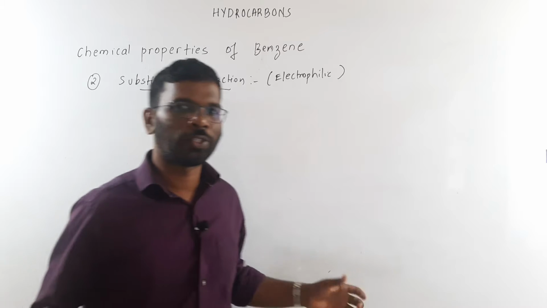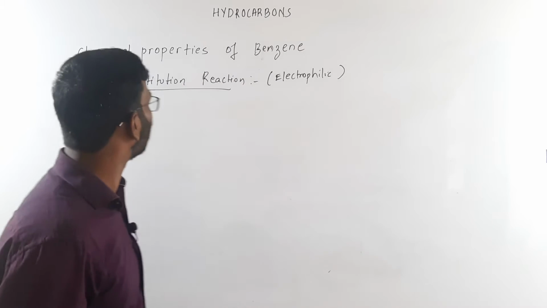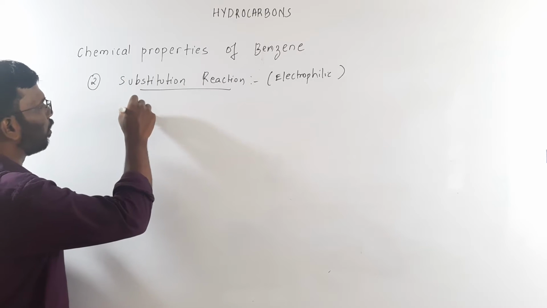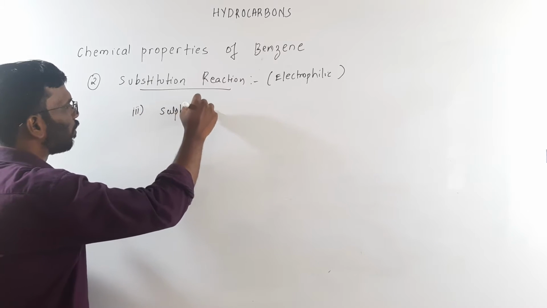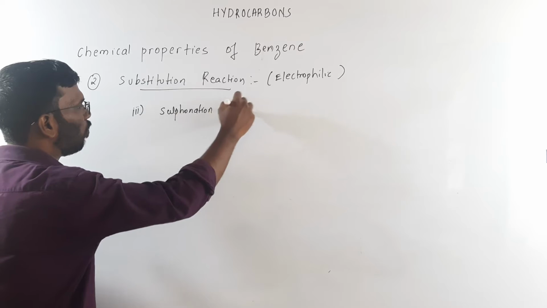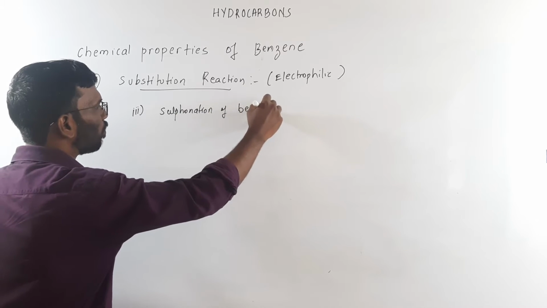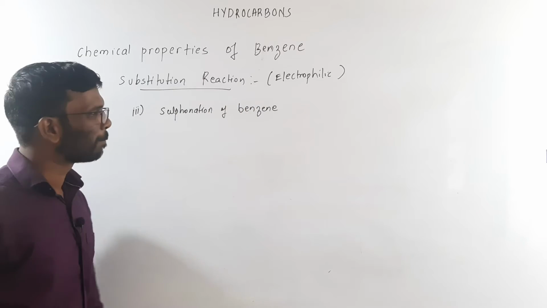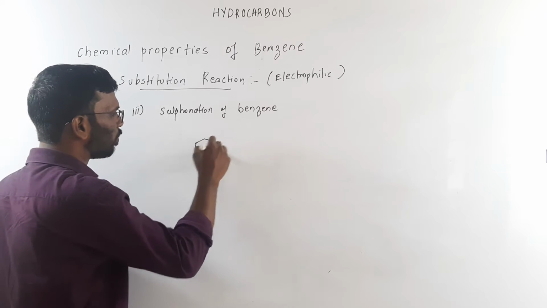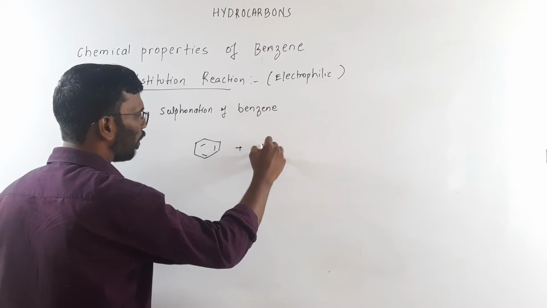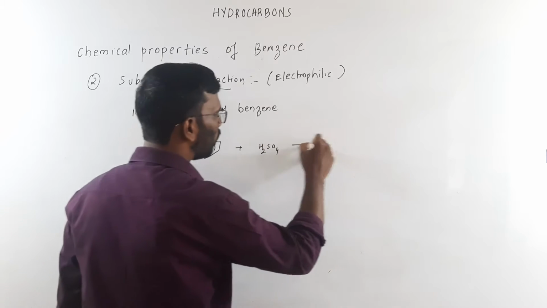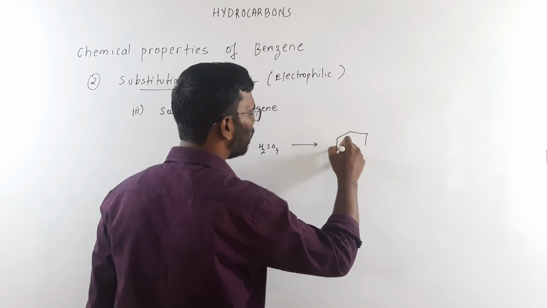Further electrophilic substitution reaction is a sulfonation of the benzene. I'll write third is sulfonation of benzene. You take a benzene and sulfuric acid. This gives you directly a benzene sulfonic acid.